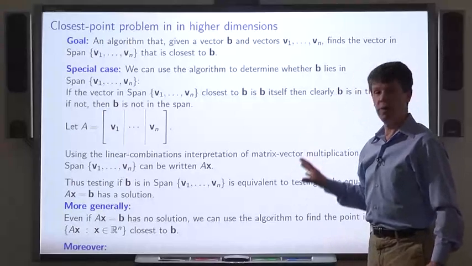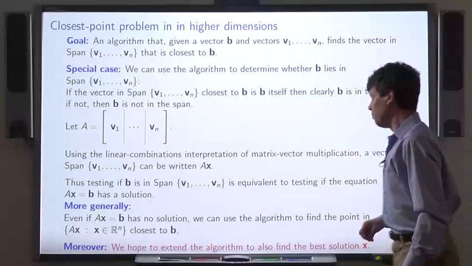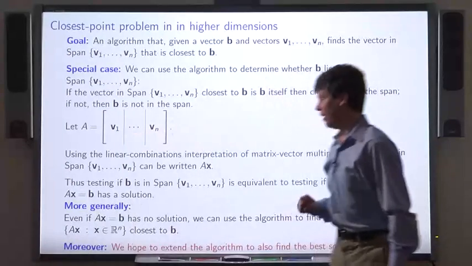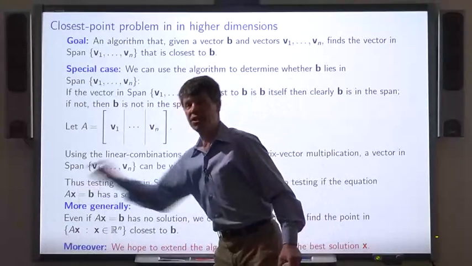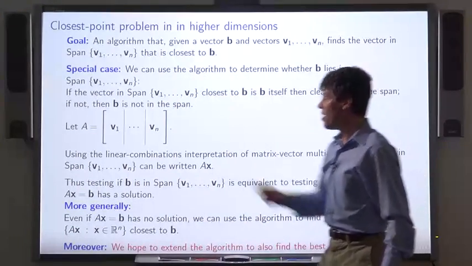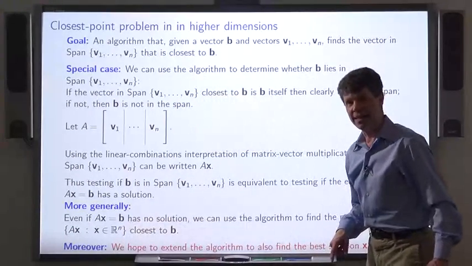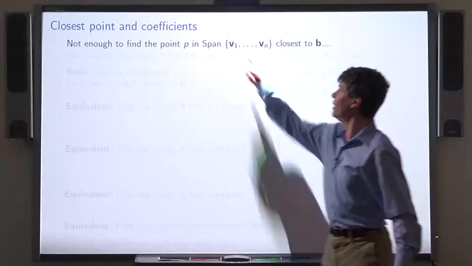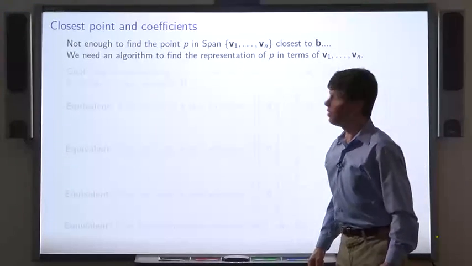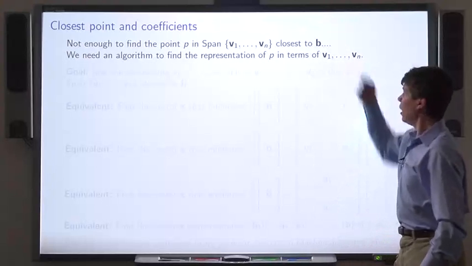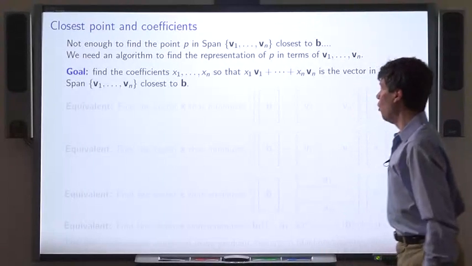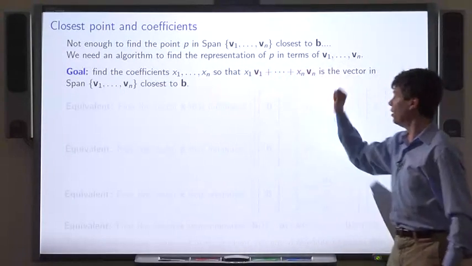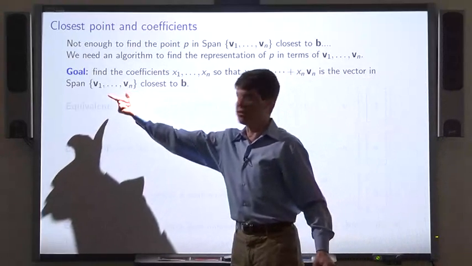Now, so far we've just discussed finding the point itself, but we also want to be able to find out how to express it as a linear combination of V1 through Vn. That is, we want to find the vector x that solves this equation, or that minimizes the distance between Ax and B. So, as I'm saying, it's not enough to find the point in the span of these vectors that's closest to B. We want to find the representation of that point in terms of those vectors. So our goal is to find the coefficients x1 through xn, such that the linear combination x1 v1 and so on is the vector in the span of these vectors closest to B.